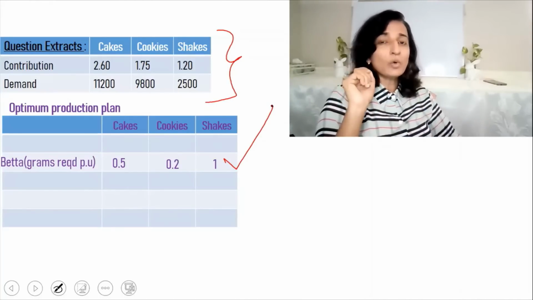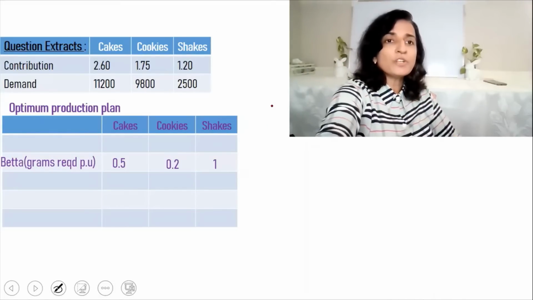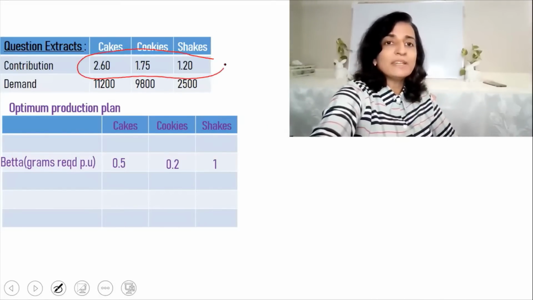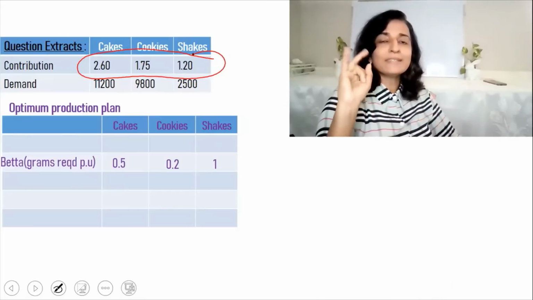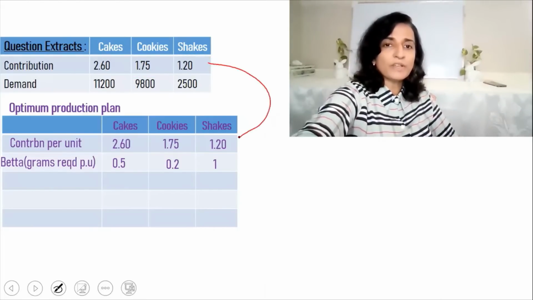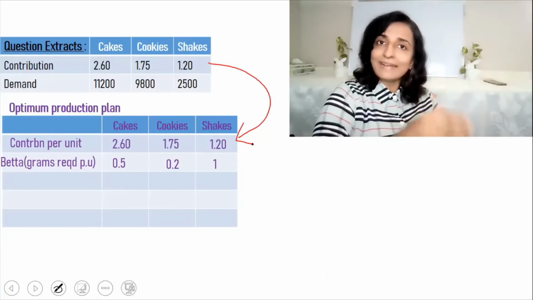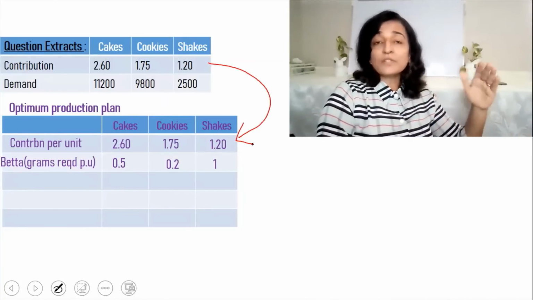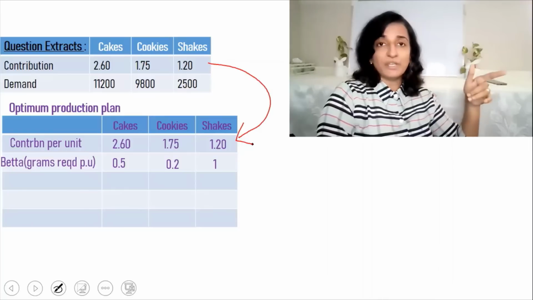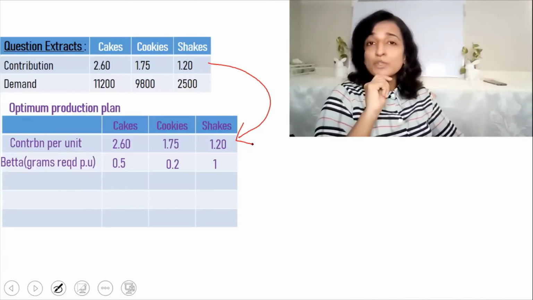And first, let's take note of the contribution per unit of each product. The details given in the question are 2.6, 1.75 and 1.2. So contribution per unit is 2.6, 1.75 and 1.2. This is something that I've copied directly from the question. So now the next step is to find out the contribution per kg. But in this question, it is not kg, butter is given in grams. So it is contribution per gram.